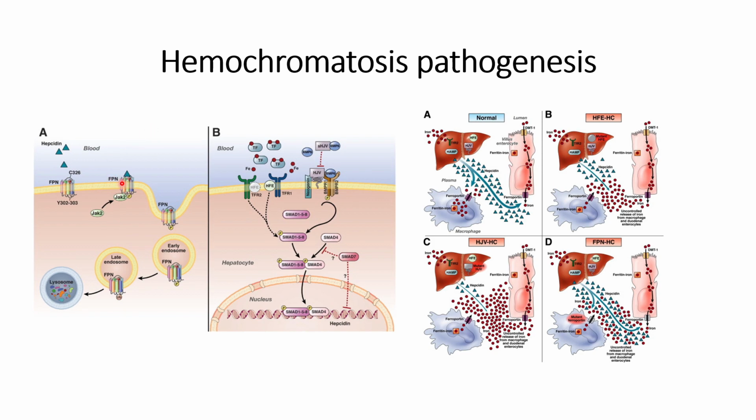What happens when hepcidin binds? It will then divert it to the lysosomes, through early endosomes, then late endosomes, then lysosomes.